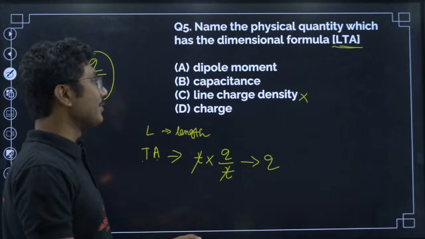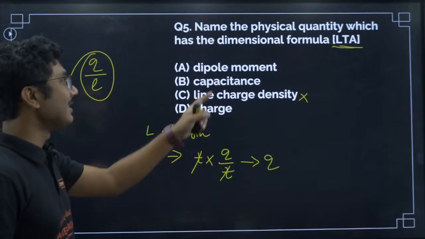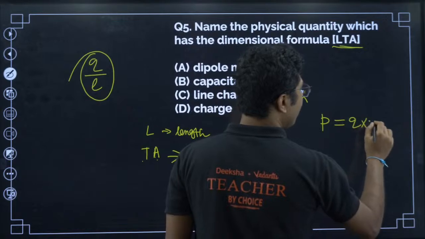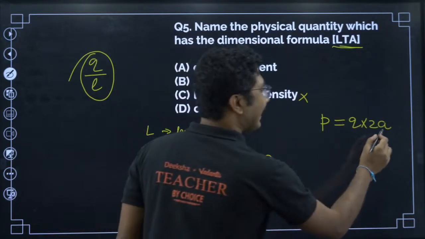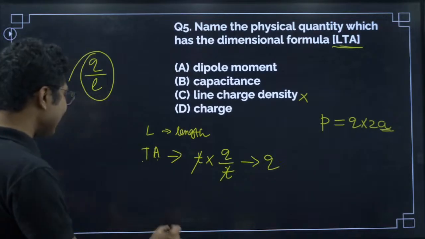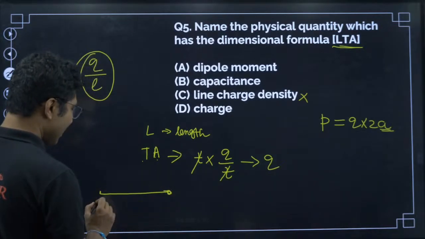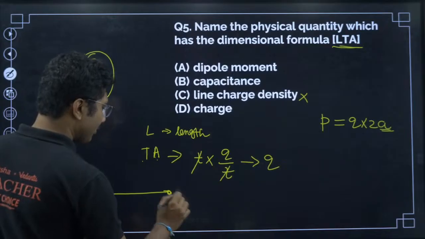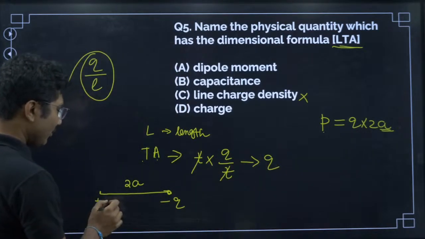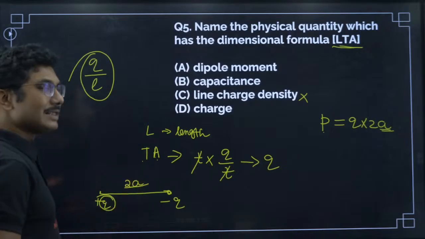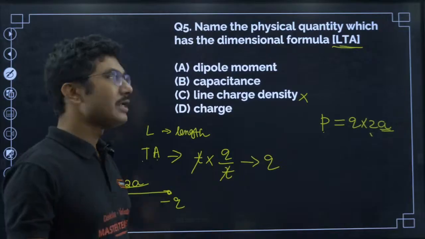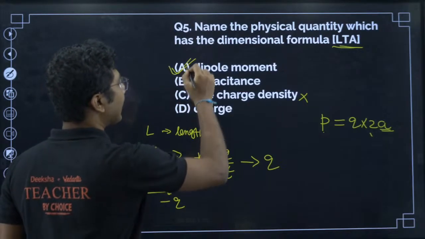So the only case where we multiply charge and length is dipole moment. If you remember, P is equal to Q into 2A. What is this A? This A is nothing but length, the distance between the charges. Suppose this is plus Q, this is minus Q, and this is 2A. So the dipole moment is given by one of the charges multiplied by the distance between them, which is a length. So charge into length comes only for dipole moment. This is the correct answer.